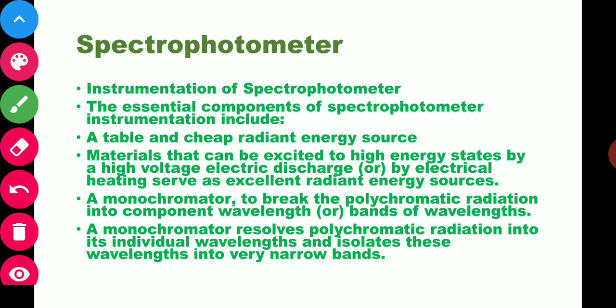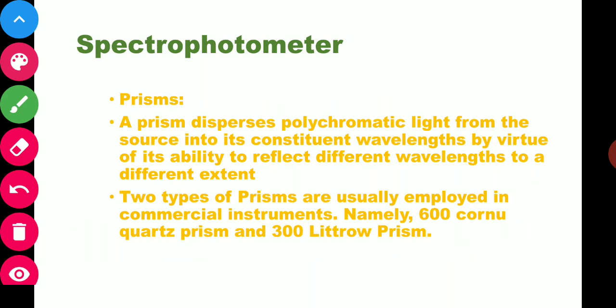Now the instrumentation of the spectrophotometer. The essential components include a stable and cheap radiant energy source. A material that can be excited to high energy states by high voltage electric discharge or by electric heating serves as an excellent radiant energy source. Then a monochromator to break the polychromatic radiation into component wavelengths or bands of wavelengths. The monochromator resolves the polychromatic radiation into very narrow bands.